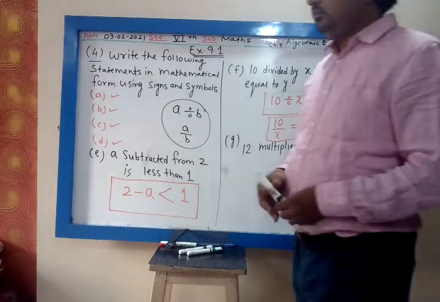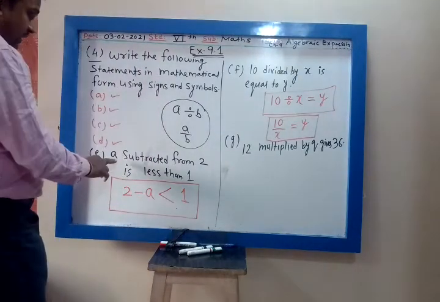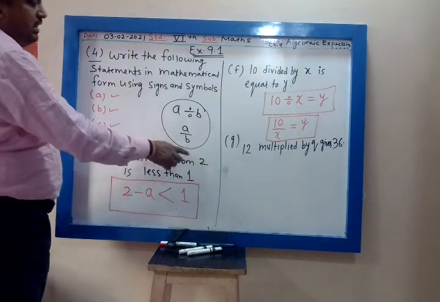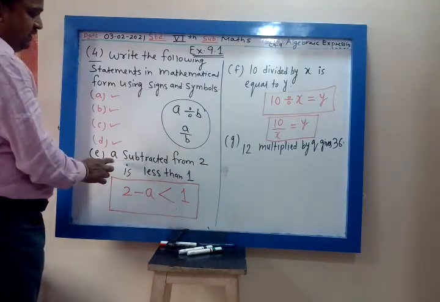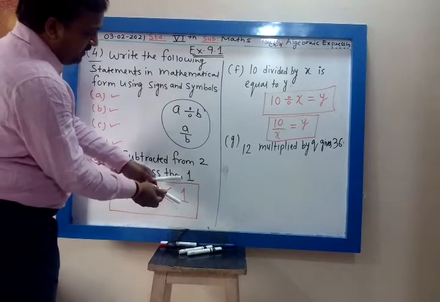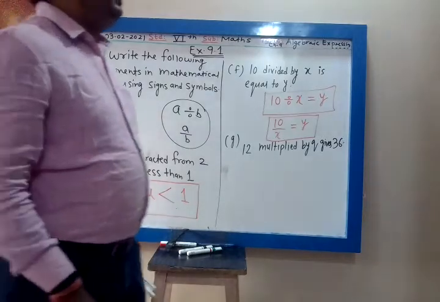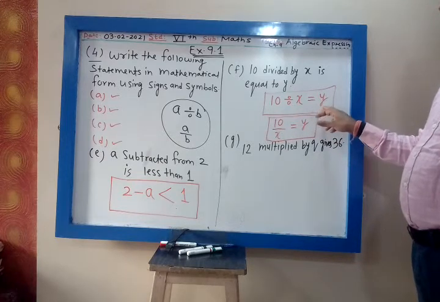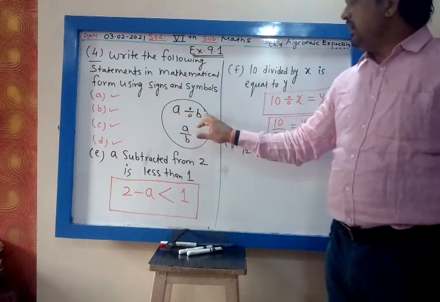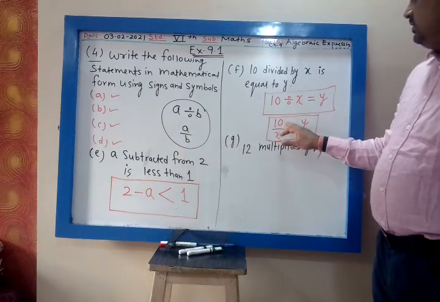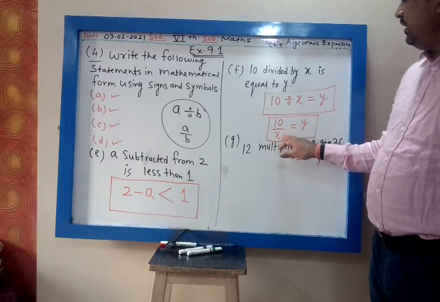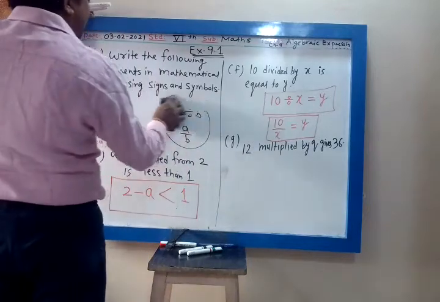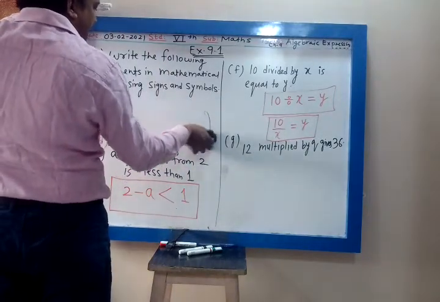Is it clear? So A subtracted from 2. Whichever number is after from, that we write first. 2 minus A, and it is less than 1, means inequality will be this side. Then 10 divided by x. So 10 divided by x is equal to y, or A divided by B I can write A upon B. So same thing, 10 divided by x I can write 10 upon x is equal to y.